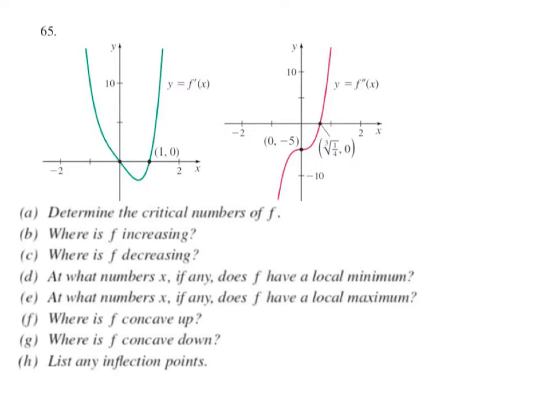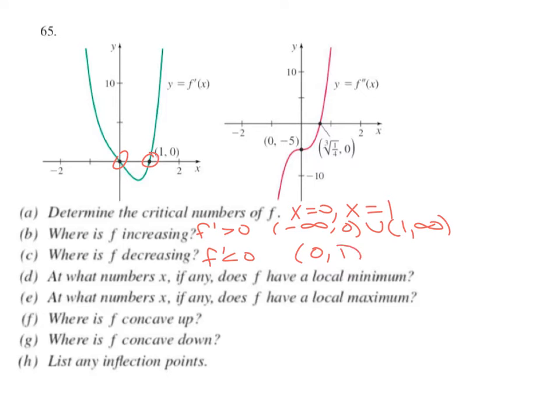All right, 65. Pause the video, and try this on your own. So critical numbers, where is f prime equal to 0? So that is at 0 and 1. x equals 0, x equals 1. f increasing, that's f prime greater than 0, f prime above the x-axis, negative infinity to 0, 1 to infinity. Decreasing, f prime less than 0, so f prime is below the x-axis, 0 to 1.